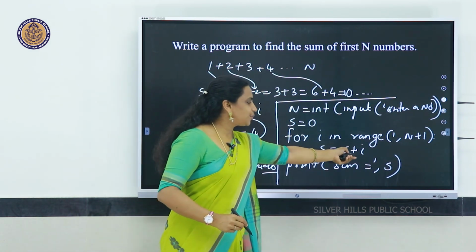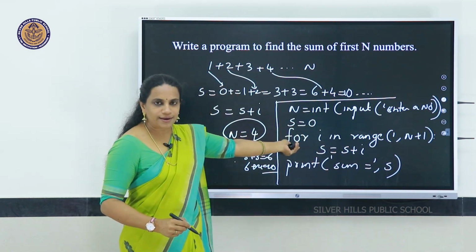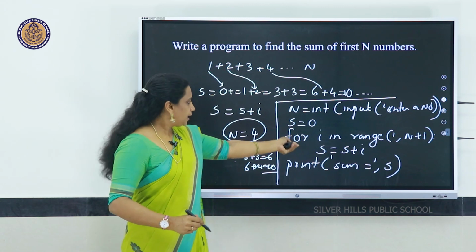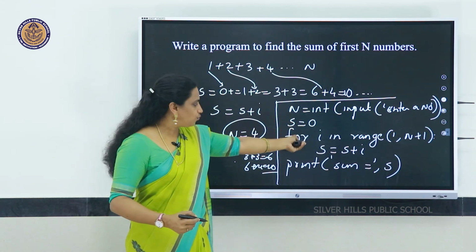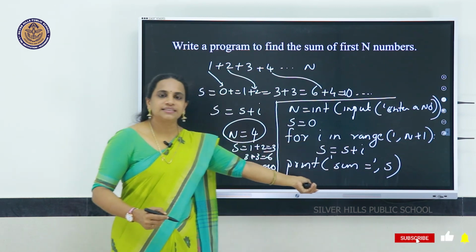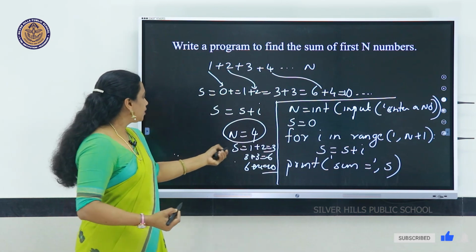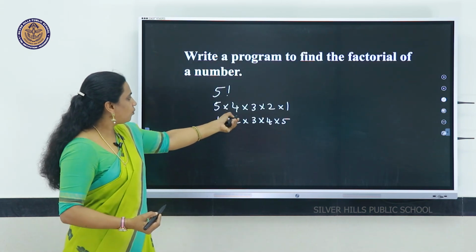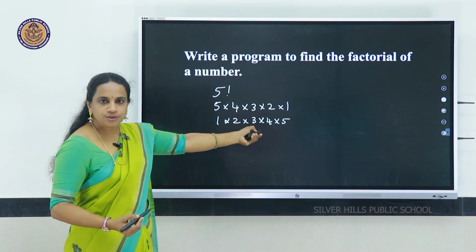Now, S is equal to S plus I. What changes do we have to make in this program for finding factorial? We can make S is equal to 1, or F is equal to 1. Then, instead of this plus symbol, you can use the multiplication symbol. That is, here you have to multiply 5 into 4 into 3 into 2 into 1, or 1 into 2 into 3 into 4 into 5.